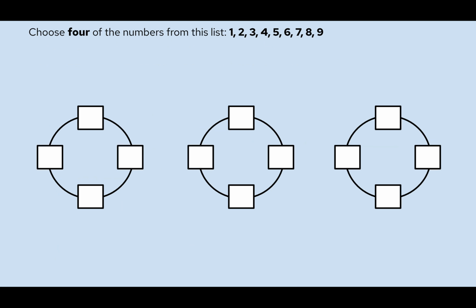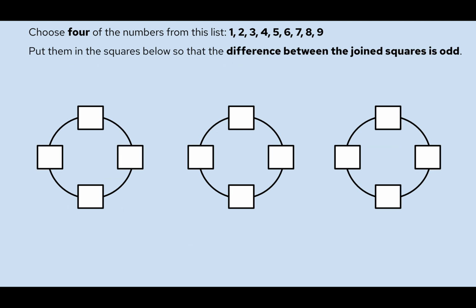Well, we're going to start with 3 number circles. So if you have the worksheet, you can follow along with the worksheet and you can choose different numbers than I'm choosing. So in this one, we're going to choose 4 of the numbers from the list 1 through 9. We're going to put them in the squares below so that the difference between the joined squares is odd. And only one number is allowed in each square. In other words, I couldn't put the number 1 here and the number 1 here.